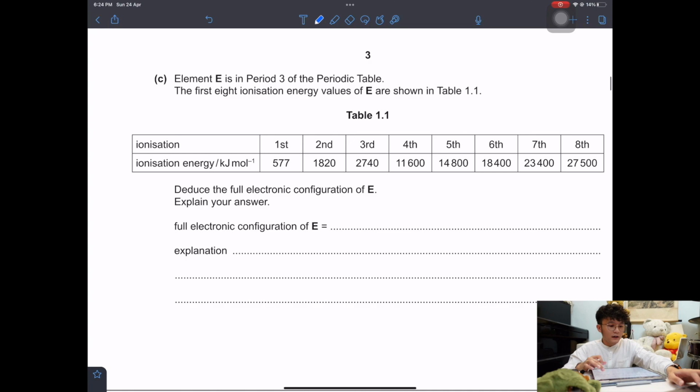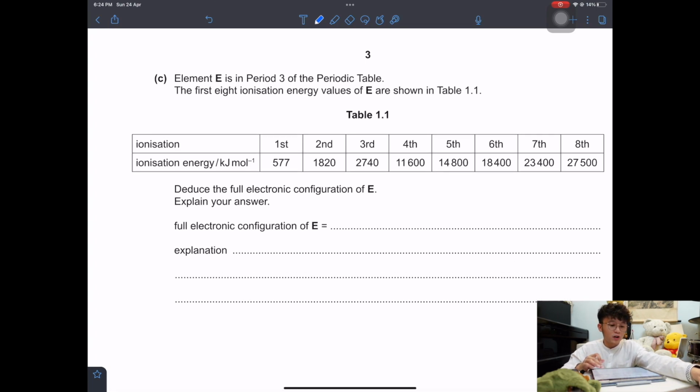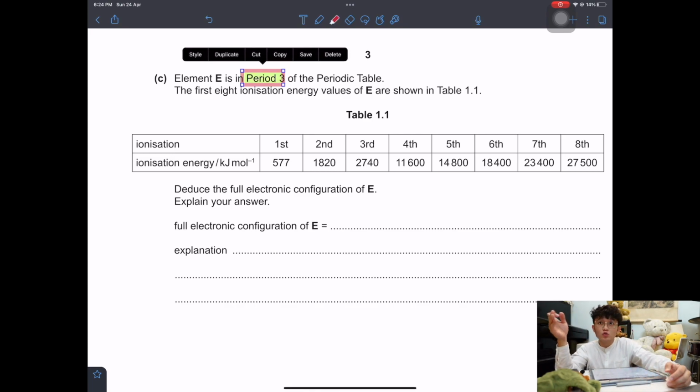Right now, element E is in period 3 of the periodic table. The first 8 ionization energies of E are shown in table 1.1. Deduce the full electron configuration of E. They give you a hint, which is period 3. So you know that it must be 3s2, 3p something.